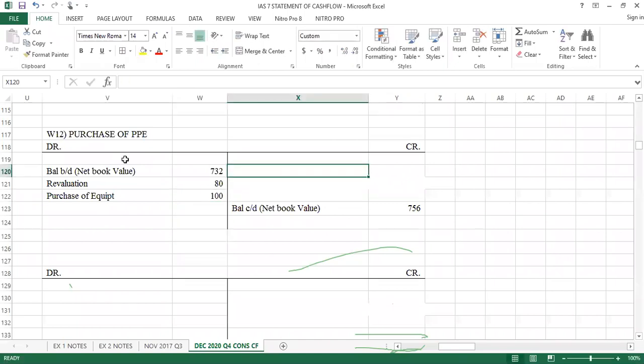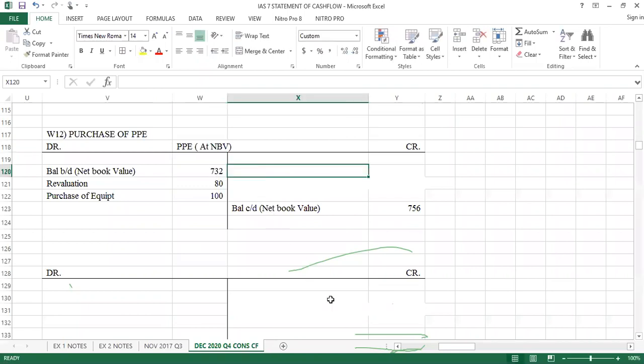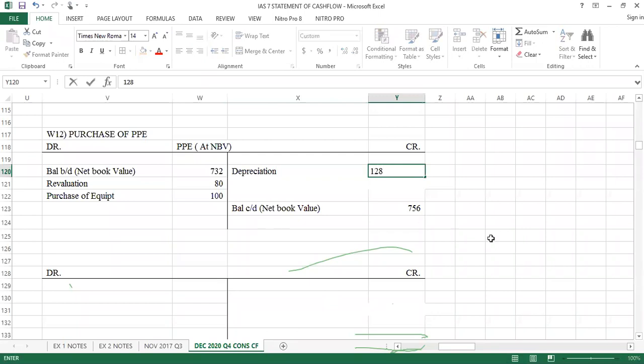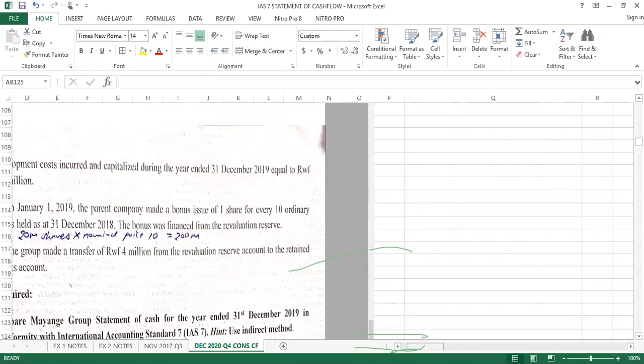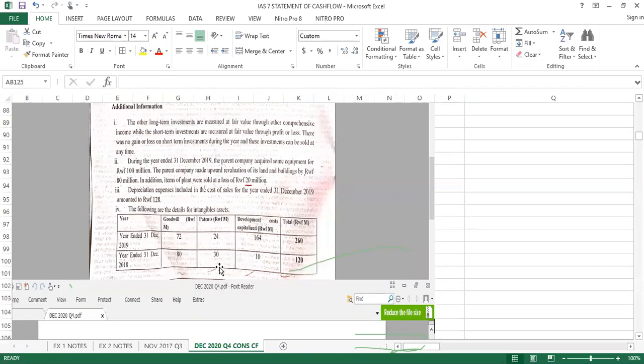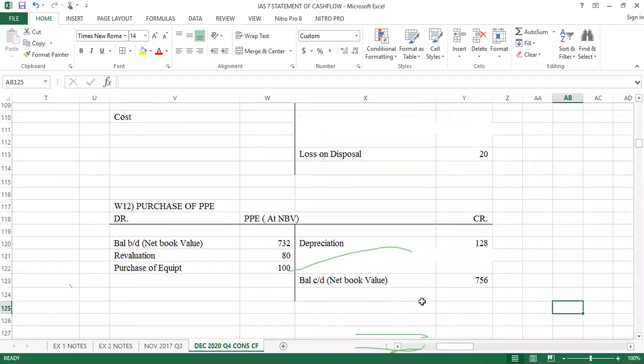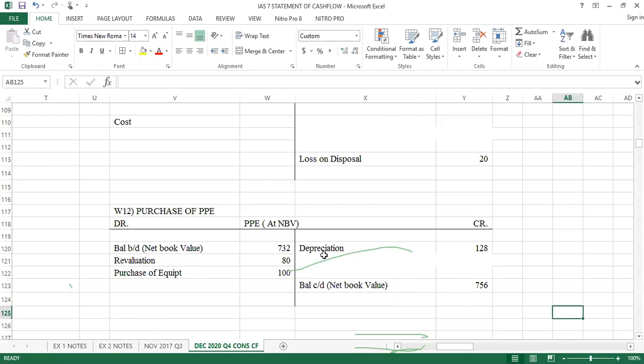Now, if you use net book values, remember, this is PPE not at cost, but at net book value. If you use PPE at net book value, you must account for depreciation. If you use it at cost, you don't account for depreciation. Now, we were told depreciation for the year was 128 million. Let me show you because I read it. Depreciation expenses included in the cost of sales was 128 million. So depreciation for the year is 128.